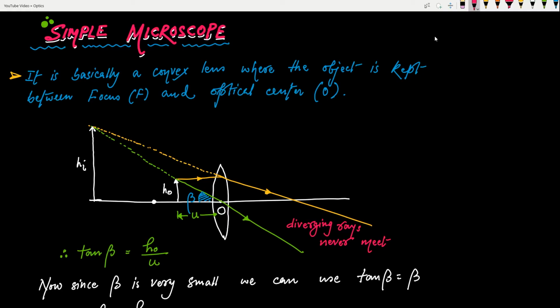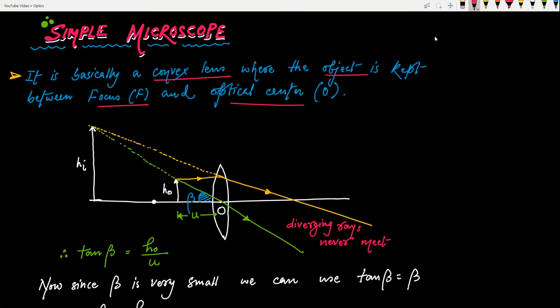Now, once you've understood the concept of visual angle and the concept of distance of distinct vision, the concept of simple microscope will be absolutely easy. Now, what is a simple microscope? It is basically a convex lens where the object is kept between focus and optical center. We have learned all these things as just a kind of revision. We know that for a convex lens, when we keep the object between focus and optical center, then the image that is formed is actually virtual in nature and it is magnified. So we'll be using that property of the convex lens.